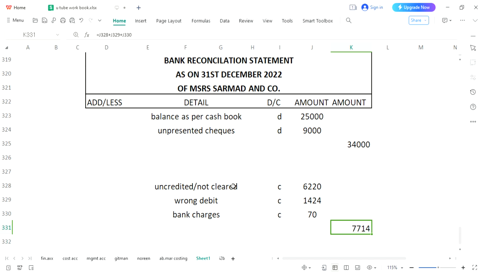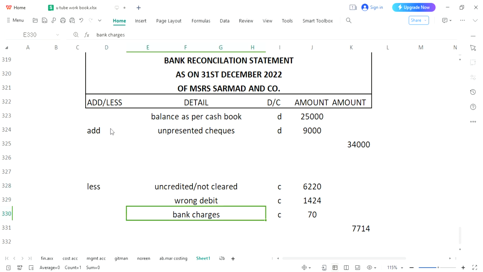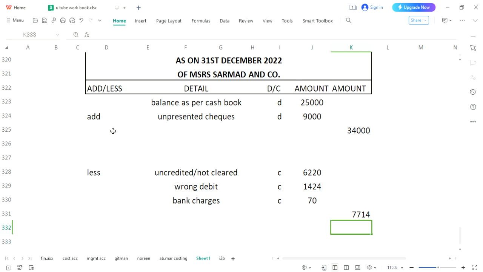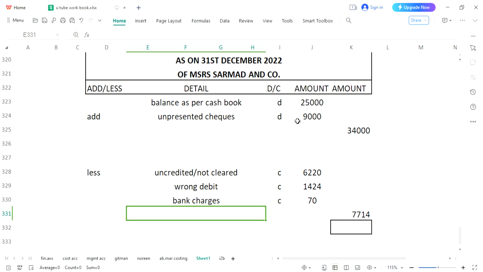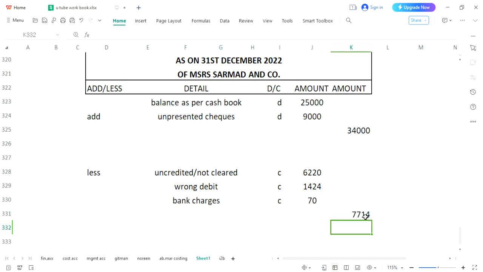Now, here you have written add and less. Please note it down. You will always write add in second line, and when the other side you will start, you will put less. So guys, we have calculated sum of debit side and we have calculated sum of credit side as well. As you know, both signs are different. So what you will do, you will subtract debit from credit. In this way, here you will calculate the sum.